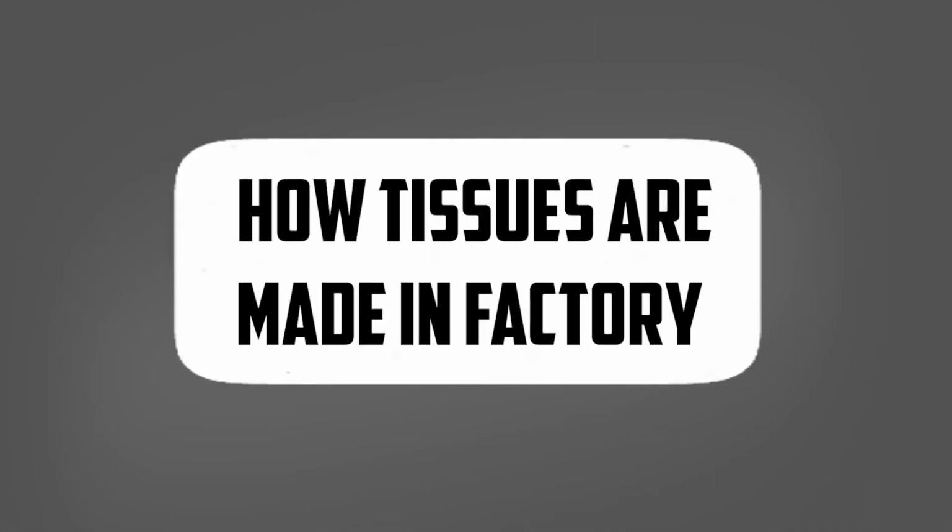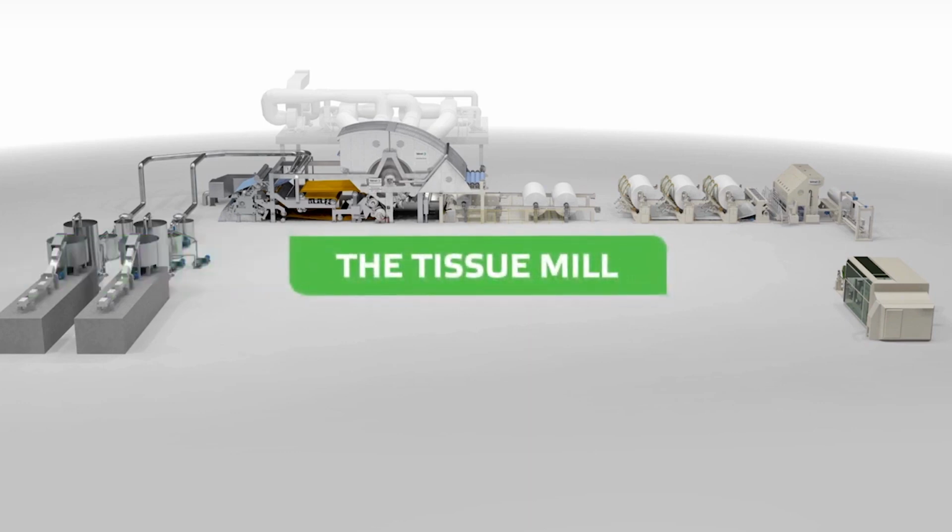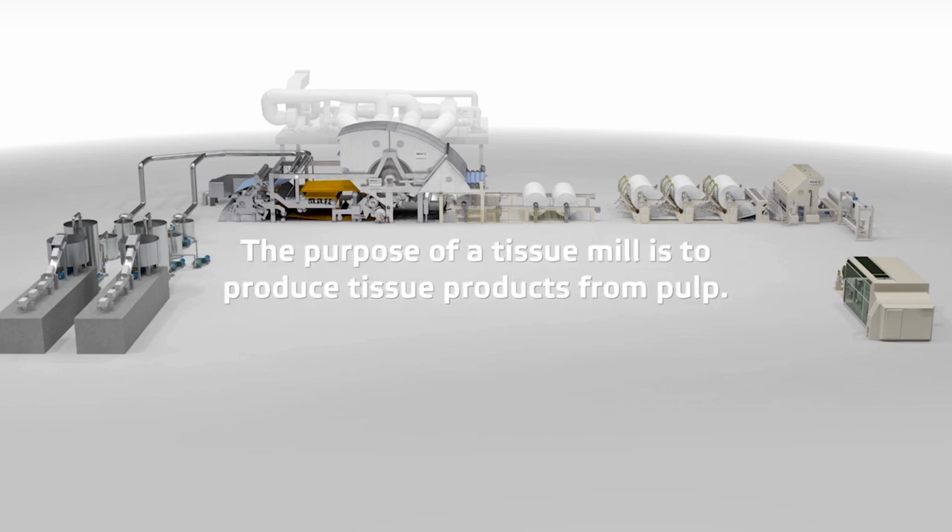How tissues are made in factory. Tissues, such as facial tissues and paper towels, are typically made in factories using a process called paper making. The process has evolved over time, but the basic steps involved in tissue paper production have remained relatively consistent.